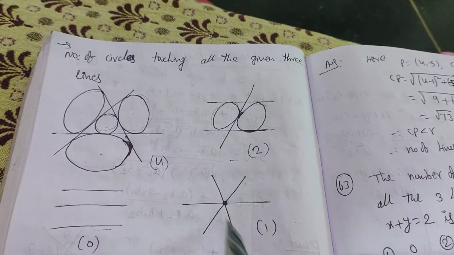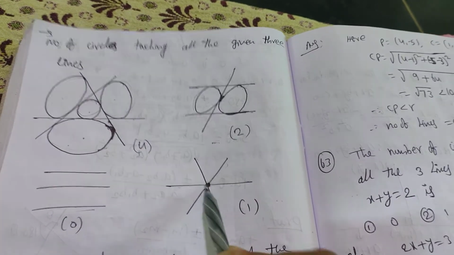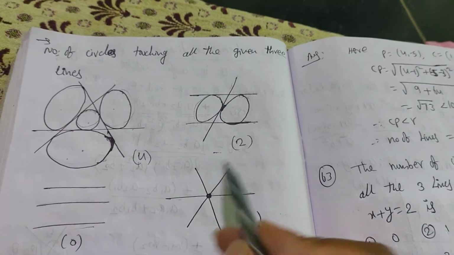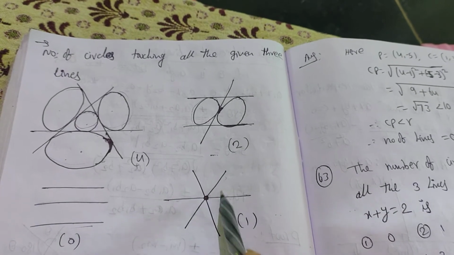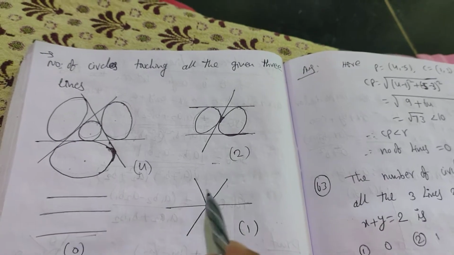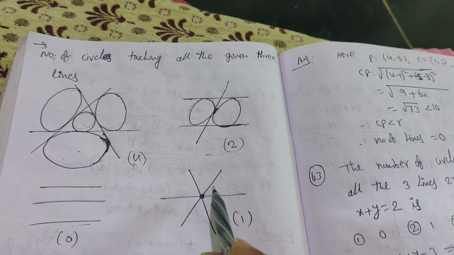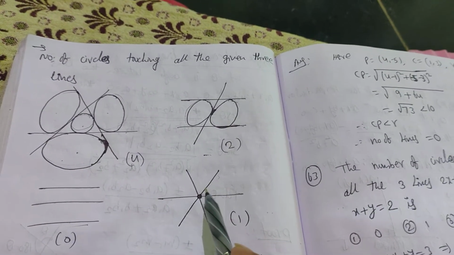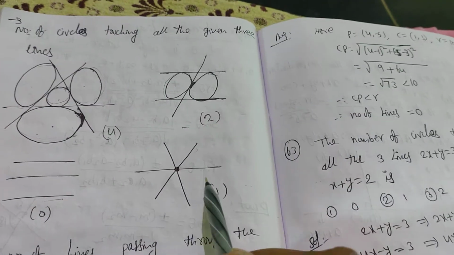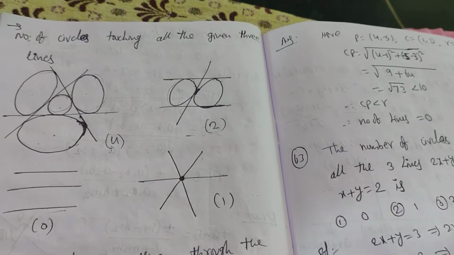Suppose the 3 lines are concurrent lines. So how many circles are there? How can you draw? Like this, like this, like this. If you draw like this, the circle touches only 2 lines, so that circle never touches the third line. But I give the answer as 1. Why is the answer 1? You just remember this in this class.